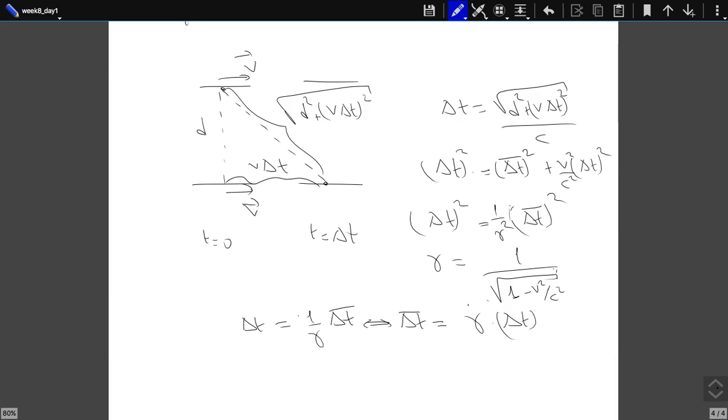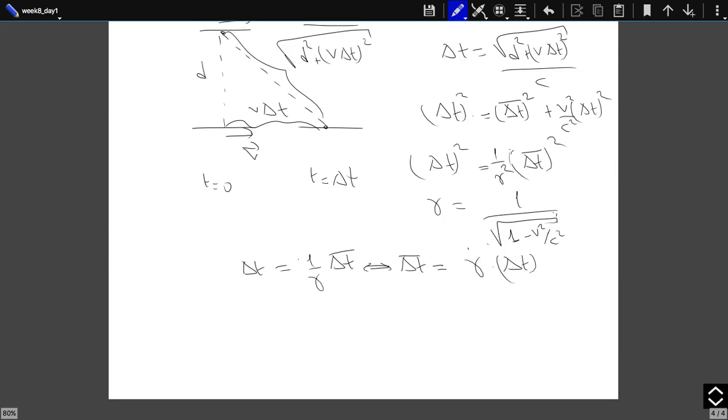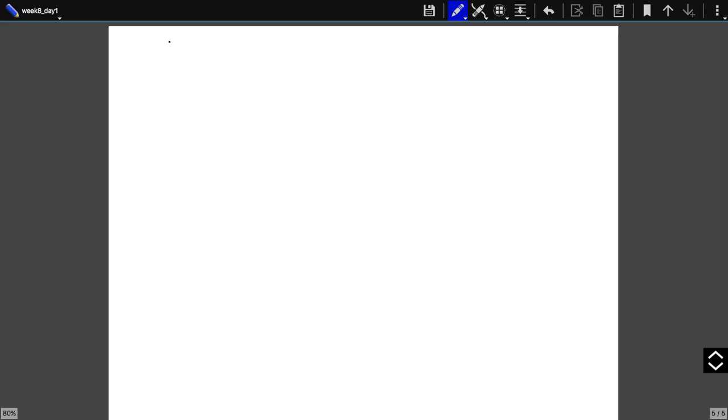Now let's look at length contraction. How do you measure length? Okay, the problem is the meter stick. What we want to do is compare the length of this object in one reference frame with the length of the object in the other reference frame.